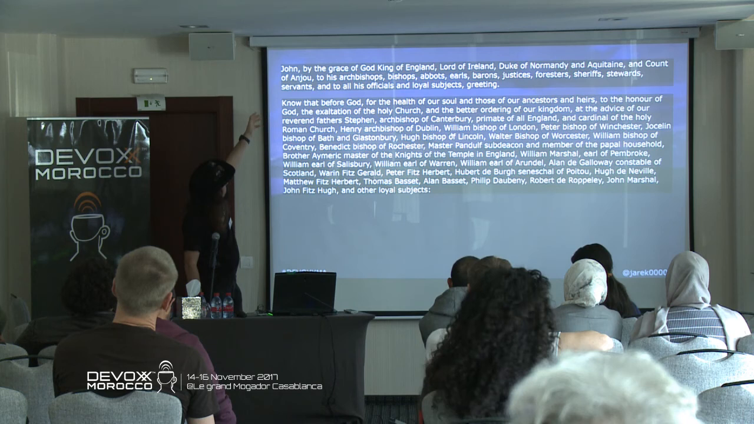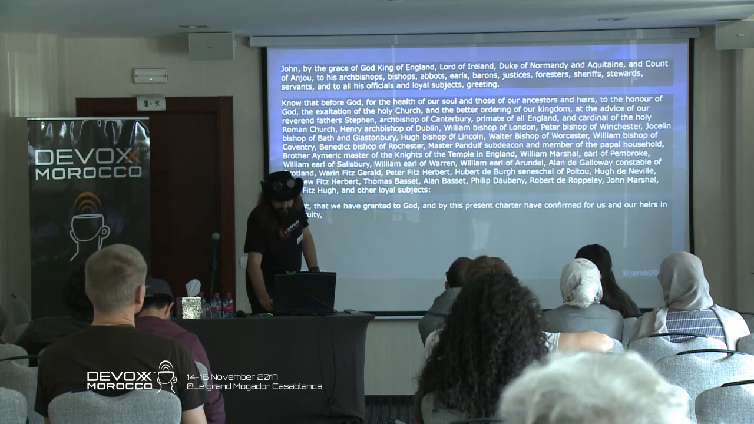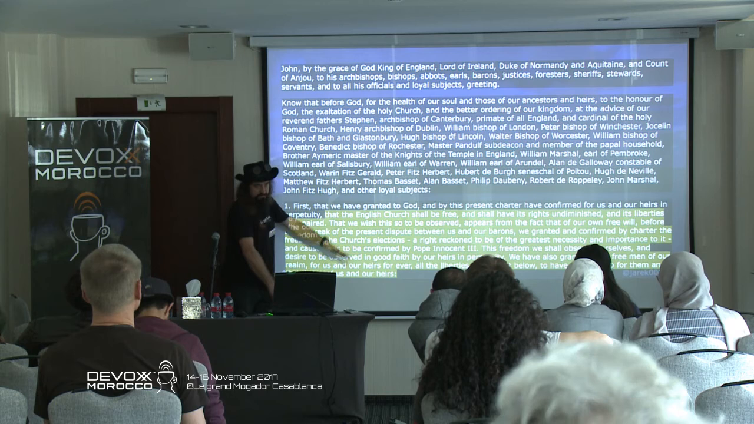John, by the grace of God, King of England, Lord of Ireland, Duke of Normandy, blah, blah, blah, whatever you say. It's a long story. Where's the point? And then first that we have granted, blah, blah, blah, by the God. And then finally, really late, you find the meat, the thing that was described in the tract. It's really hard to spot it in the original text.